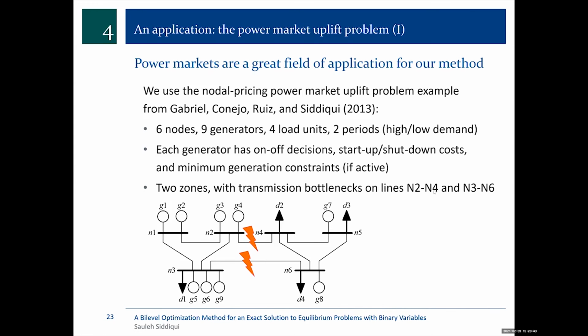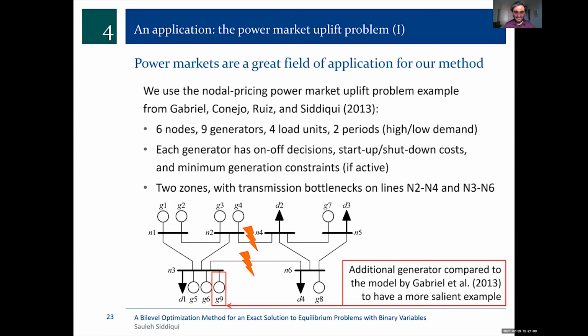Okay, great. So let me show you a very simple example. This is very, very simple, just to help us go through it. Essentially we have 9 generators, 6 nodes, 4 load units, and we're only using 2 periods to try and help you see what happens, right? So let me show you what happens. And we added a generator compared to our previous examples.